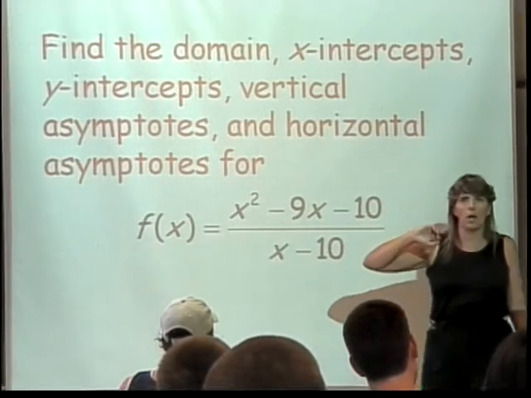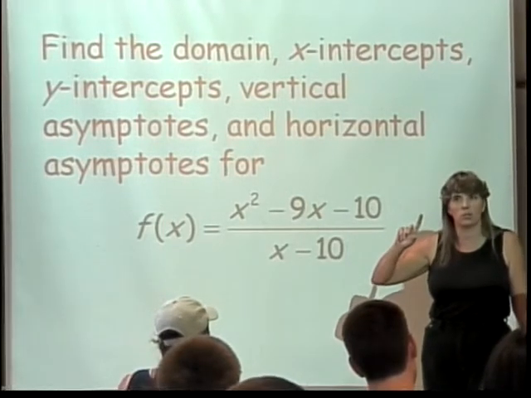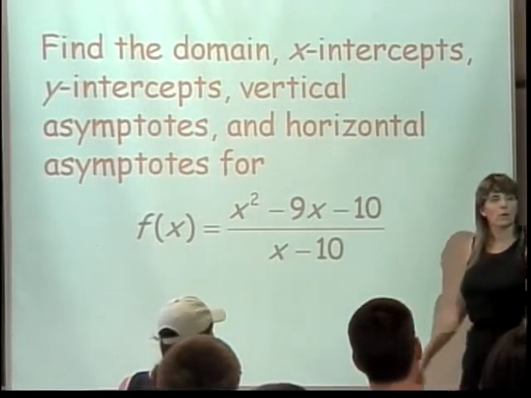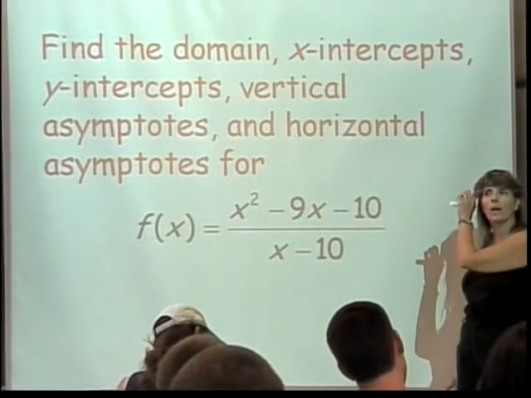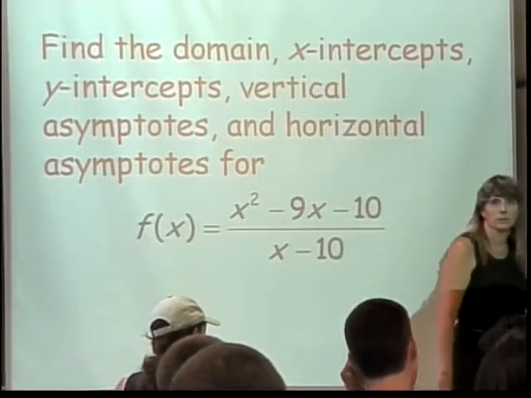Vertical asymptotes, you can have more than one. Horizontal, you're stuck with one at most. You can have none. So now, go find out how many vertical asymptotes we have and how many horizontal asymptotes we have, and while you're at it, find the x-intercepts too. You can skip the domain and the y-intercepts.